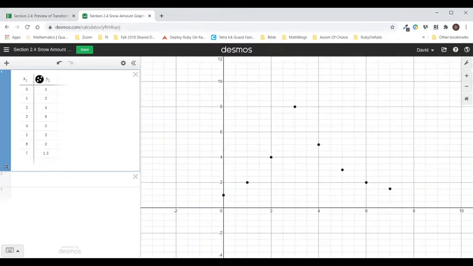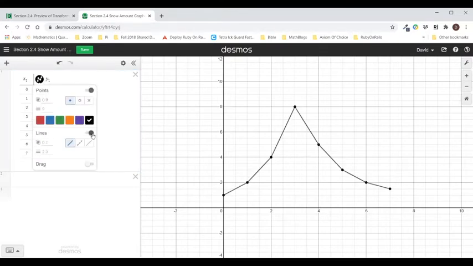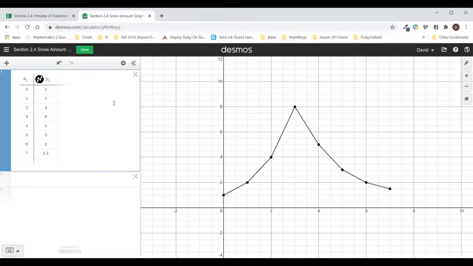Let's adjust the graph a little bit. We can make it at least connect up the dots. That's not always the best thing to do, but here it's not a bad thing. We can see something, right? So we can at least see that the amount of snow on the ground was increasing until day 3 and then decreasing until day 8. That's what happened with the original data.